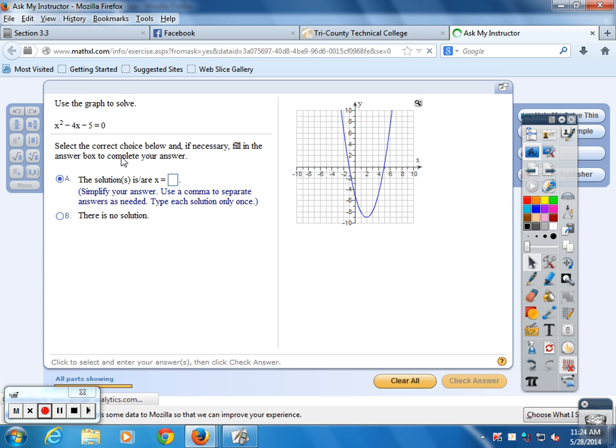Okay? Now, they're wanting you to find the x-intercepts. I want you to find them algebraically using the reverse FOIL, and then we'll match it up with the graph.